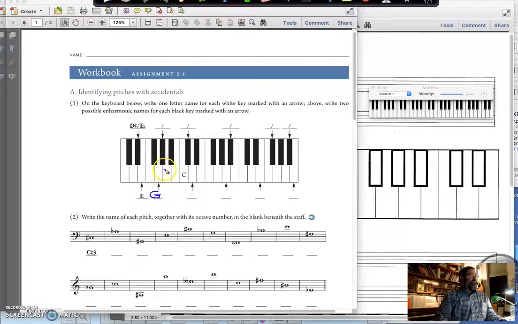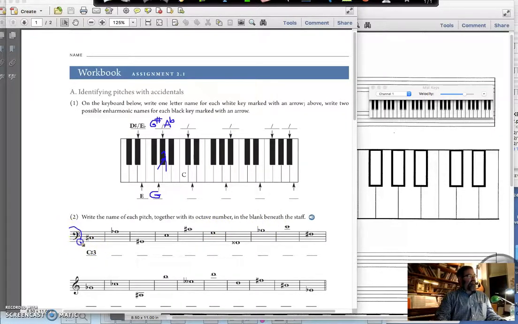Here's the black key between G and A, so what kind of either G or A is it? It's a half step above G, so that would be G sharp, or a half step below A, and that's going to render it as an A flat. And you write the name of these pitches together with their octave number. Right? And in the blank staff below, the blank beneath each, you write the answer.